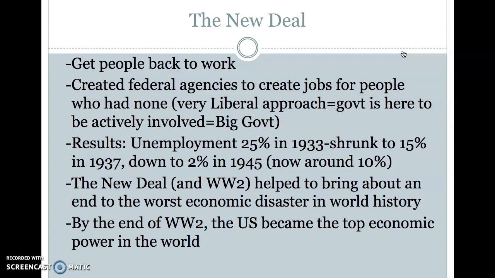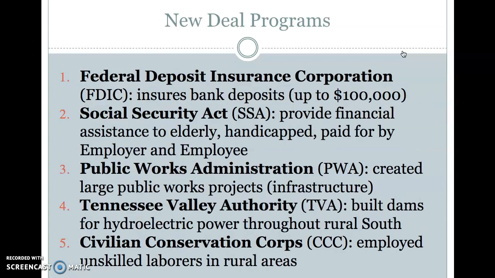The New Deal and World War II, which can't be understated, helped to bring about an end to the worst economic disaster in world history. By the end of World War II, the U.S. once again became the top economic power in the world. Some of the New Deal programs, and there are a bunch, all have weird acronym names. These are some of the more important ones, and the ones that we're going to know for the test.